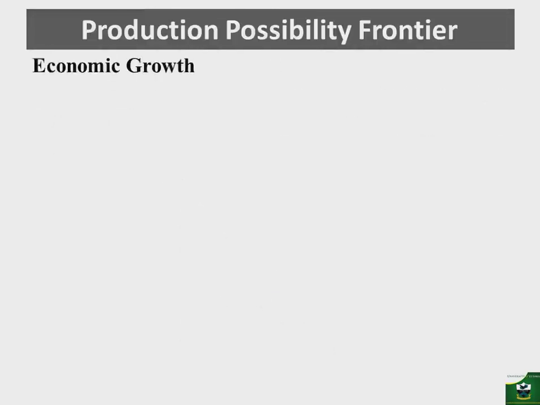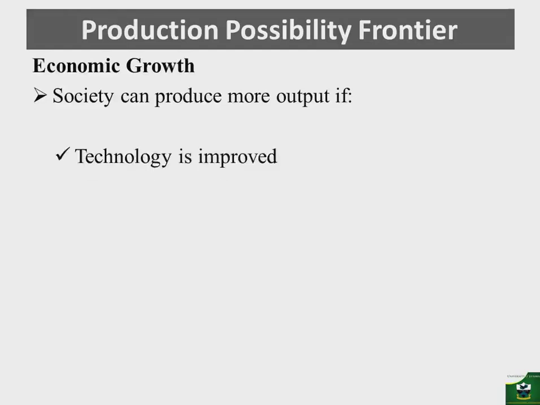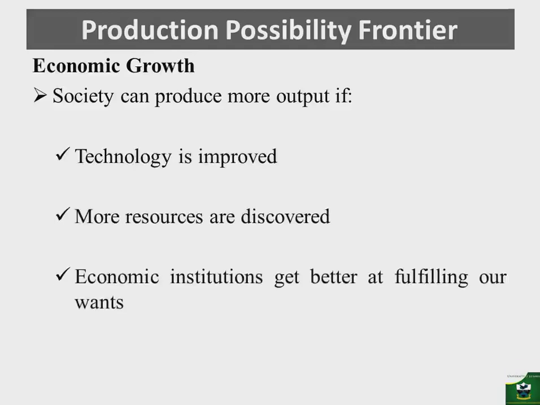Okay, let's now look at economic growth and see the implication on our production frontier. Society can produce more if technology has improved or more resources are discovered, and even when we have economic institutions which have improved in fulfilling our wants. Given these changes, we will be able to see the shifting of positions in the production frontier.